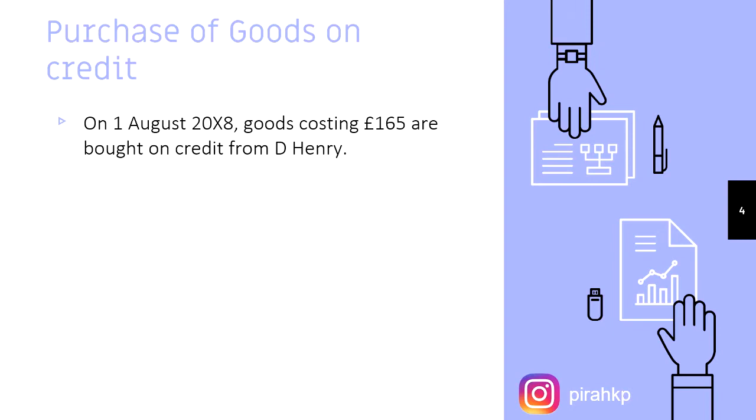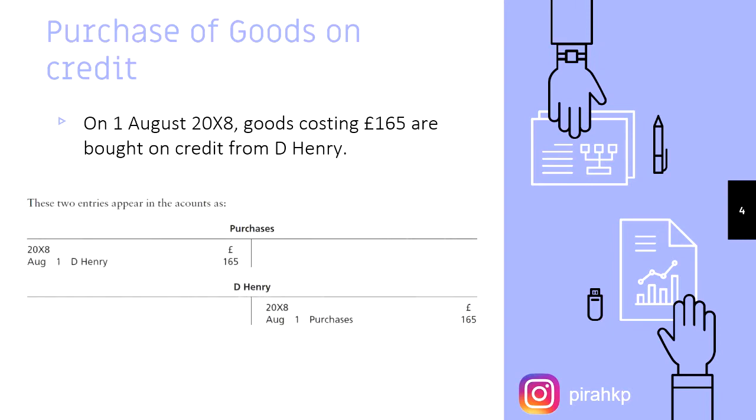Purchases debit 165, D Henry credit 165, and the description would be bought goods from D Henry on credit. Easy peasy, right? Now let's look at the ledger posting. See? Easy, simple.